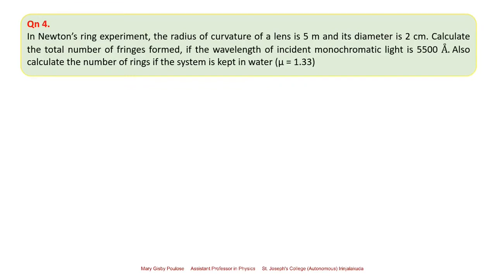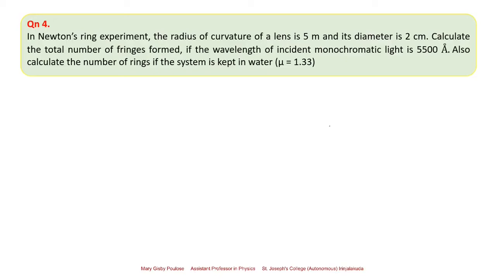The next question. In Newton's rings experiment, the radius of curvature of a lens is 5 meters and its diameter is 2 centimeters. Calculate the total number of fringes formed if the wavelength of incident monochromatic light is 5,500 angstrom. Also calculate the number of rings if the system is kept in water, that is refractive index 1.33. So in this experiment, we do it in air and water and we have to calculate the total number of fringes formed.